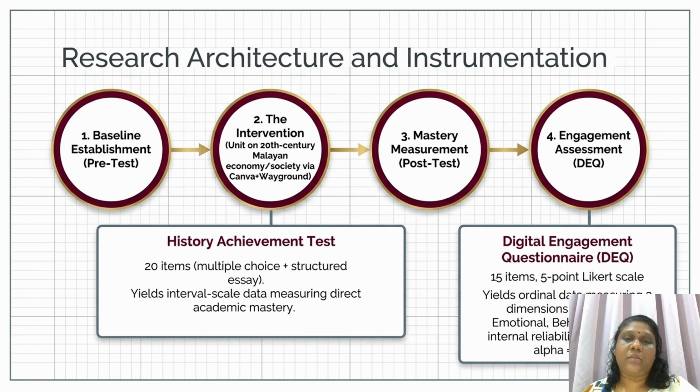The third one is mastery measurement. It's a post-test. The last one is engagement assessment. There are 15 items, using a 5-point Likert scale to assess the emotional, behavioral, and cognitive dimensions.